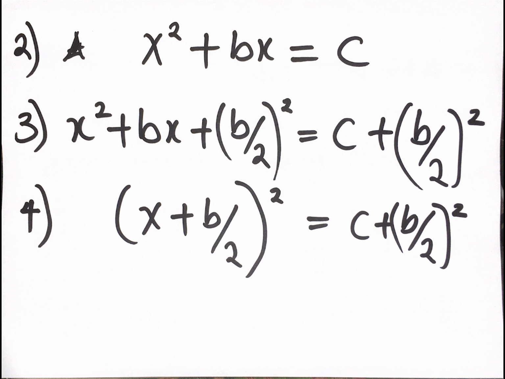So when you look at the left side, automatically you can factorize it by saying x plus b over 2, squared, is equal to c plus b over 2 squared. Then it's easy to solve for x. You just make x the subject of the formula. So we're going to do practical examples so that it's easier for everyone to understand.